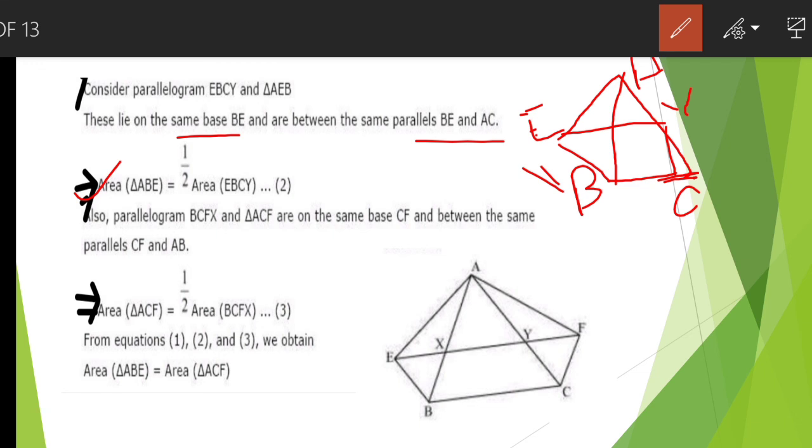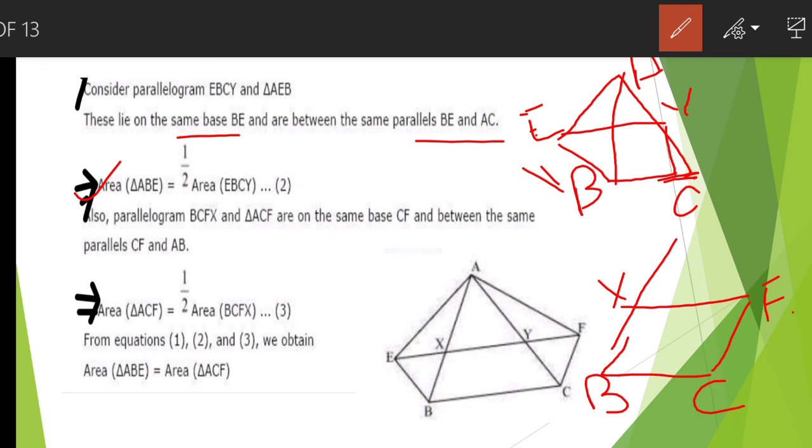Similarly, we have the parallelogram BCFX, and ACF is a triangle. They lie on a common base CF and lie between the parallel lines, as CF is parallel to AB. So we can say that the area of triangle ACF is half of the area of the parallelogram BCFX.